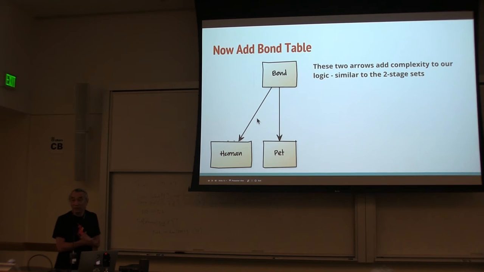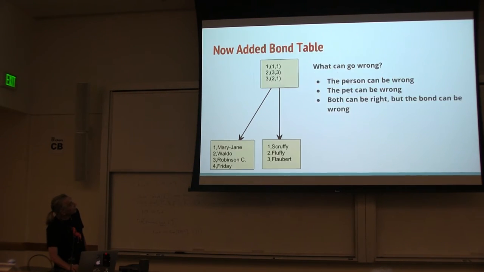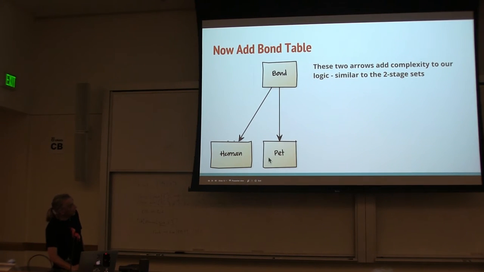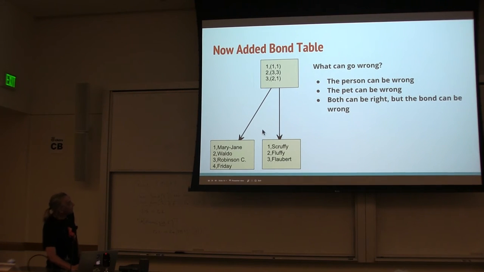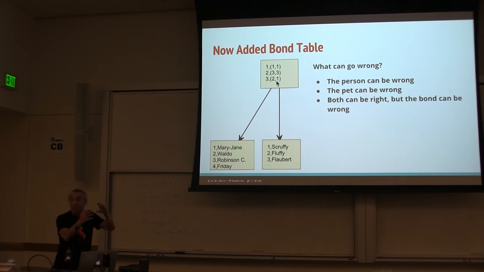When we add a connection, not all combinations are possible. We cannot have something here if we don't have something there, right? So it's similar to those two-stage sets, except that we have one function here and one function here. So what can we have here? Like in this example, a person can be good or bad. The pet can be good or bad. And both can be good, but here we don't have it. So it's not a part of our subset, sub-object.